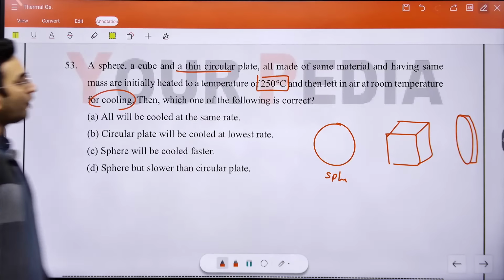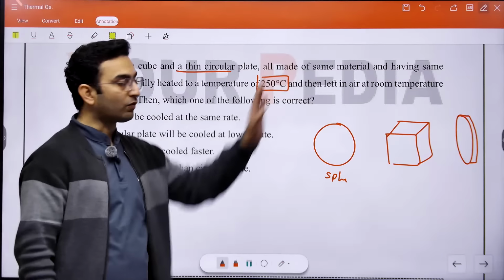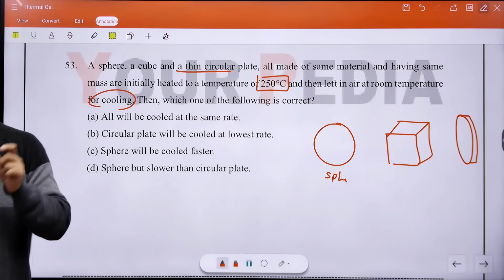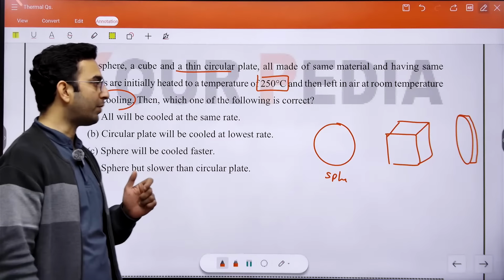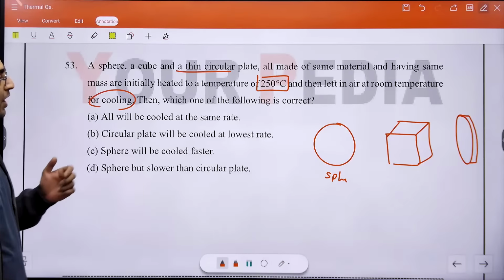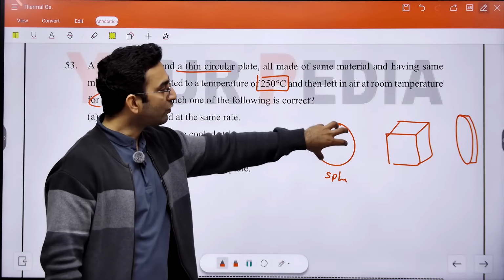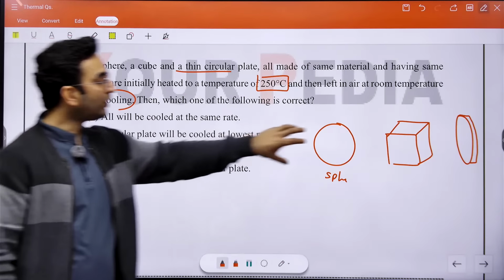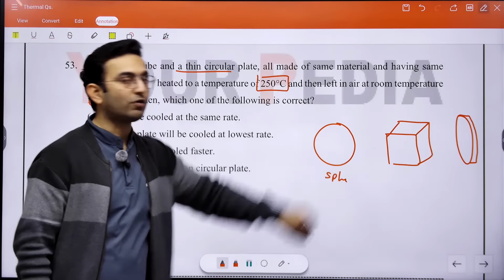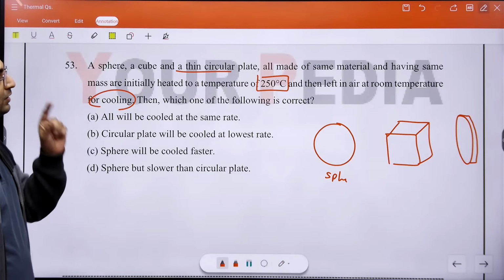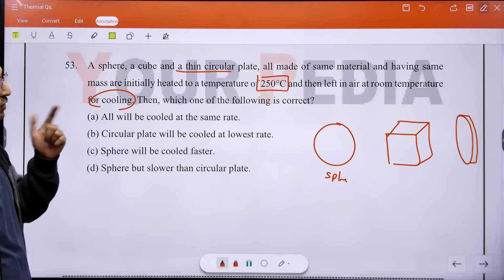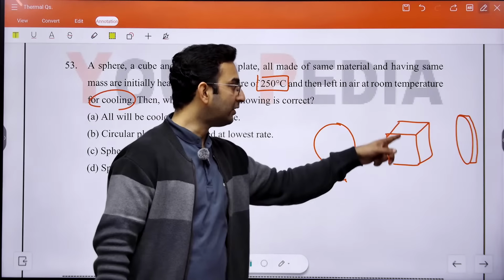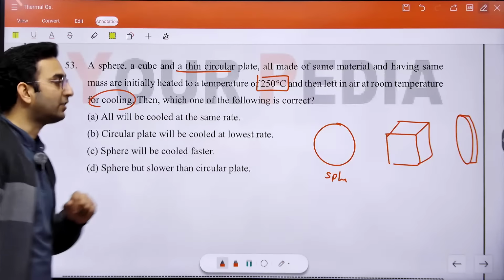Okay, now if they are left in the room at room temperature, which mode of heat transfer is going to be dominant here? Convection mode of heat transfer is going to be dominant. Free convection, I can say. And in this case, the sphere is going to lose its heat slowly here. Why? Because all the heat is going to be concentrated toward the center of the sphere here. So I can say the heat transfer is going to be fastest in the circular plate, then in the cube, and then in the sphere.